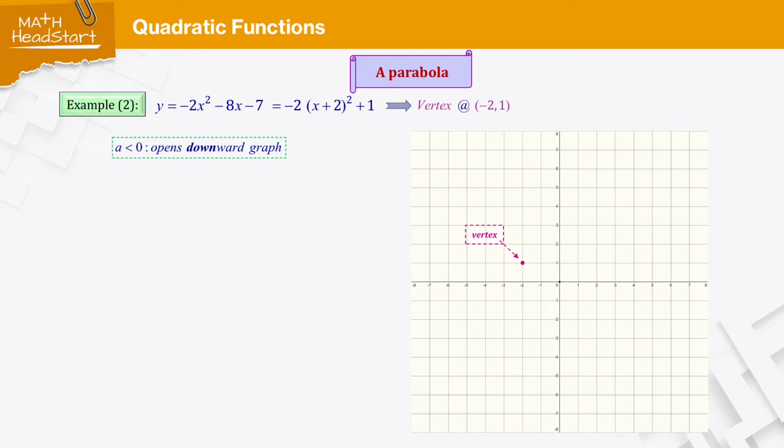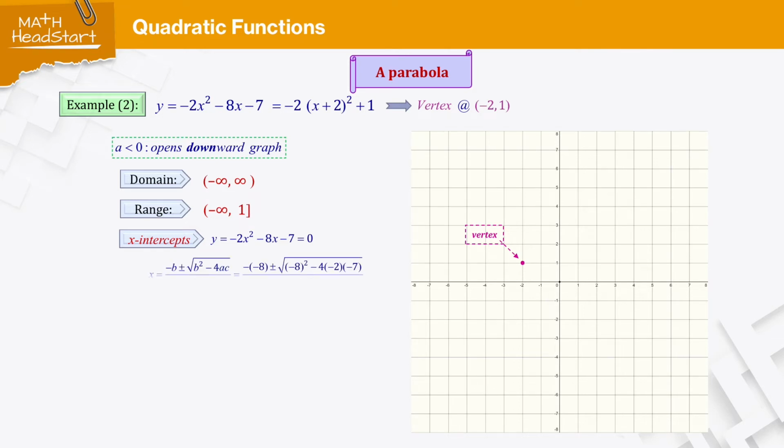Again, we can take any real numbers for the domain. The range is restricted. Since the y-value at the vertex is 1, the range starts from 1 and goes down to negative infinity. To find the x-intercept, we need to find the root by solving the quadratic equation. This time, I will use the quadratic formula method.